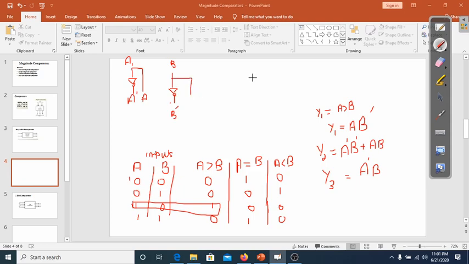So if I want to implement when A is greater than B, I will use an AND gate. It has two inputs, which is A and B complement.